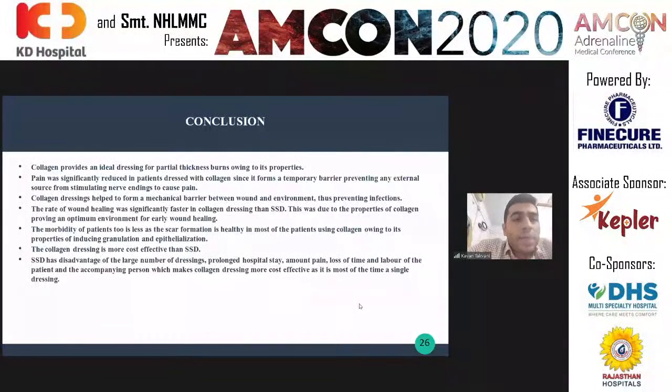Sir, among the 30 patients in whom we used the collagen, no adverse drug reaction was found in any of the patients. Only one patient out of the 30 developed a small infection, which was dealt with by making an incision over the collagen sheet, and then removing that collagen sheet and reapplying a new collagen sheet. But no other reaction was found.